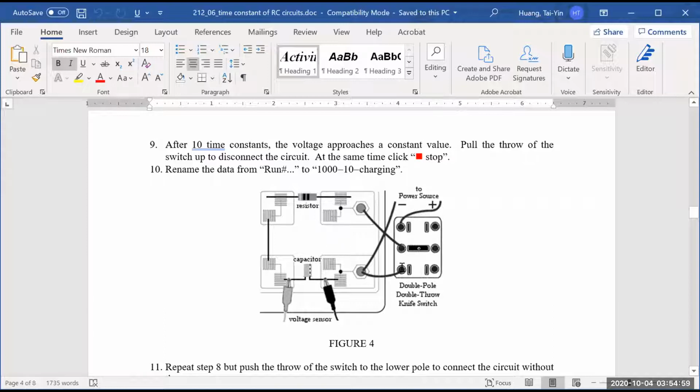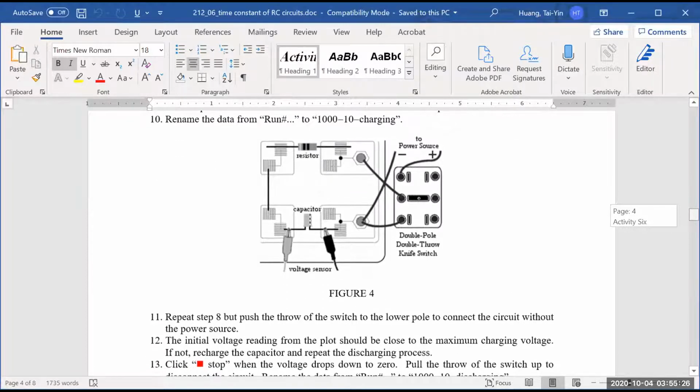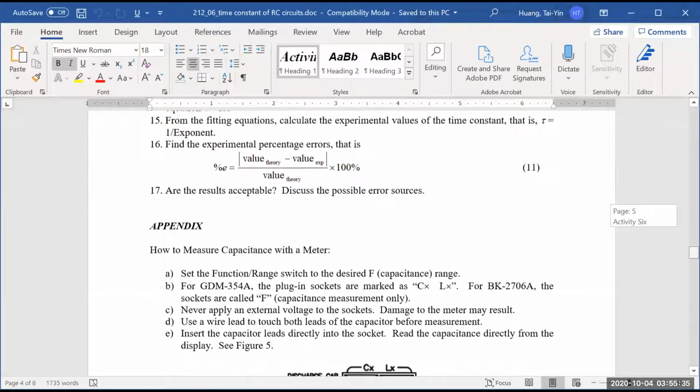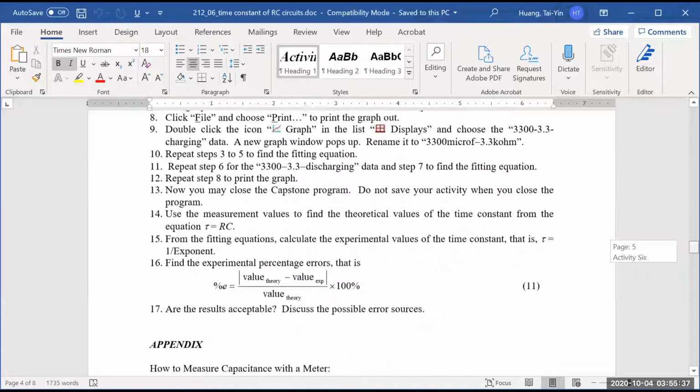Now when you do this experiment, of course, you want to make sure that no part of your fingers touches the metal part of the circuit, because if you accidentally touch the metal part, the charge will leak through your body. So you just have to be extra careful that no part of your body is touching the metal part of the circuit. And we will provide a power supply.